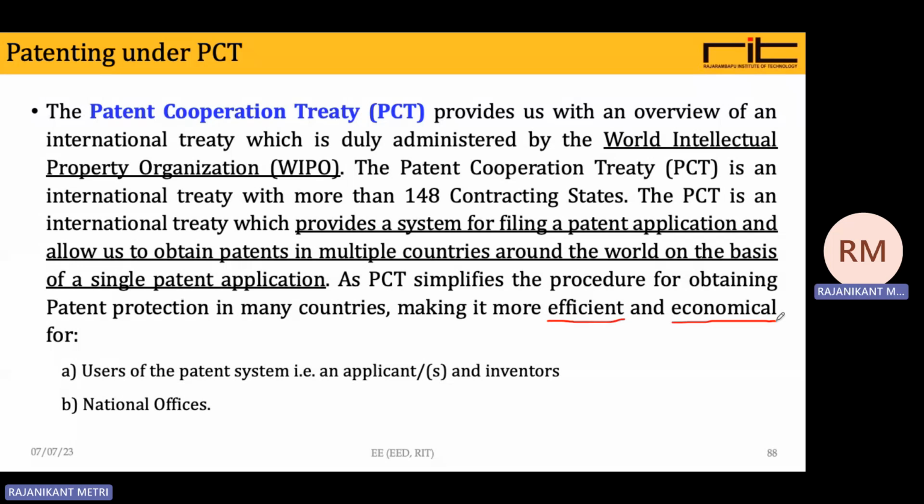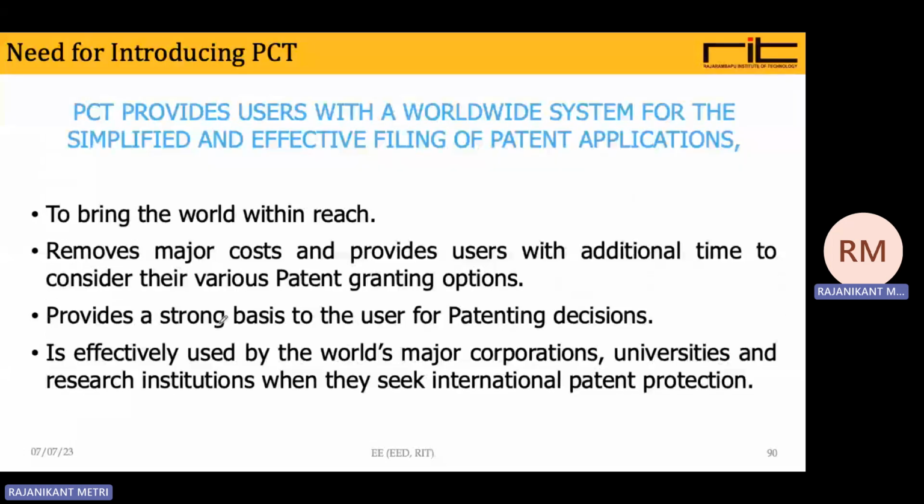It removes major costs as well as provides users with additional time to consider their various patent granting options. It provides a strong basis to the user for patenting decisions. It is effectively used by the world's major corporations, universities, and research institutions when they seek international patent protection.